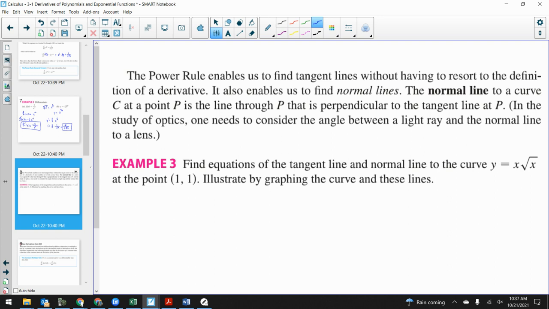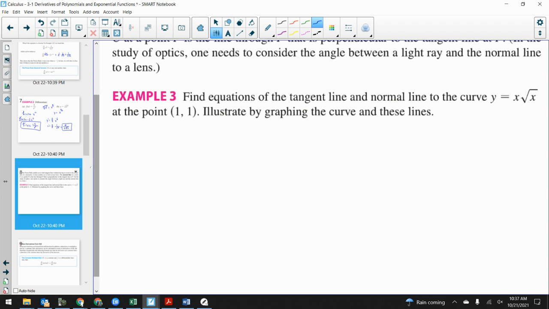The normal line to a curve is the line through that point that is perpendicular to the tangent line, okay? So if I ask you for the normal line, what you have to do is find the slope at that tangent point, then find the perpendicular slope. Remember, perpendicular slope is opposite reciprocal slope, okay? So it just adds another layer that you can use.